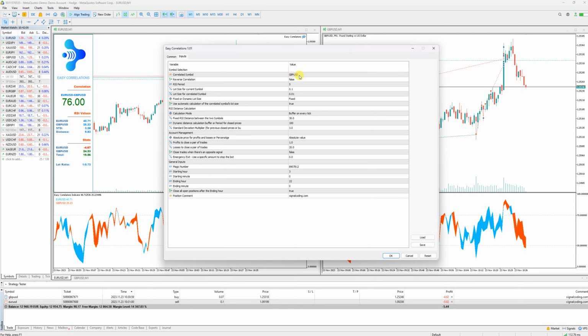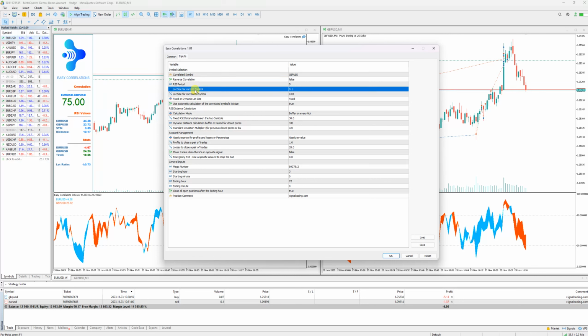Please be aware to add the name that you can find on your market watch correctly. If not, you'll get notified, so don't worry about that. Here we have the reverse correlation, because some instruments are negatively correlated, so you need to turn it to true. If they are correlated, positively correlated, then you have to leave it to false.